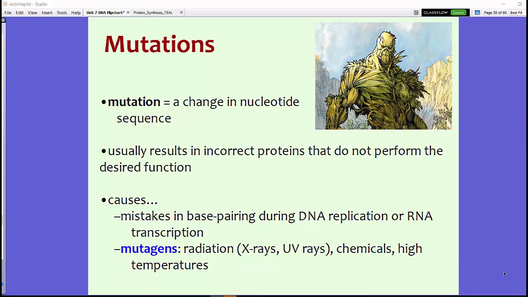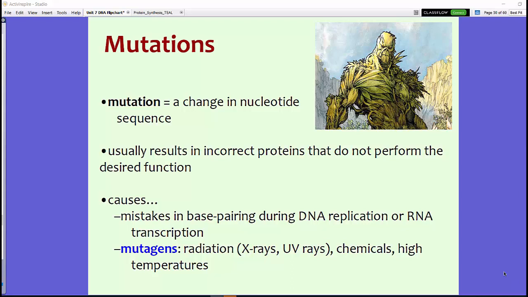And as we've seen in talking about transcription and translation, those codons and those anticodons are extremely important to have that correct 3 sequence for codons in order for the correct amino acid to be placed where it should be. So the causes of mutations can vary. Sometimes we have mistakes in base pairing during DNA replication or RNA transcription. So remember, sometimes that could occur. But sometimes we have things such as mutagens.